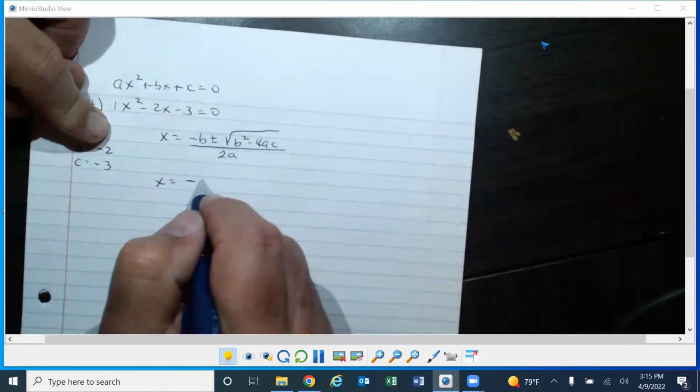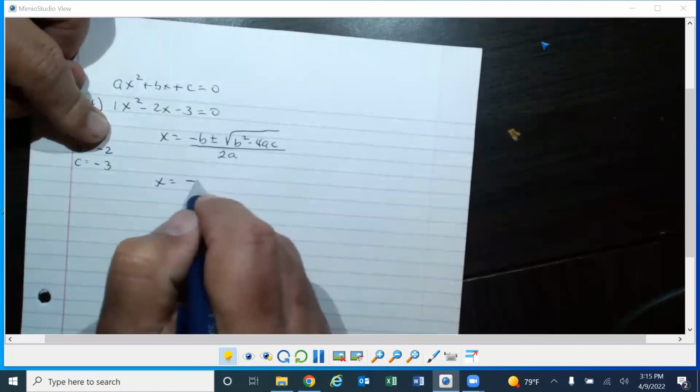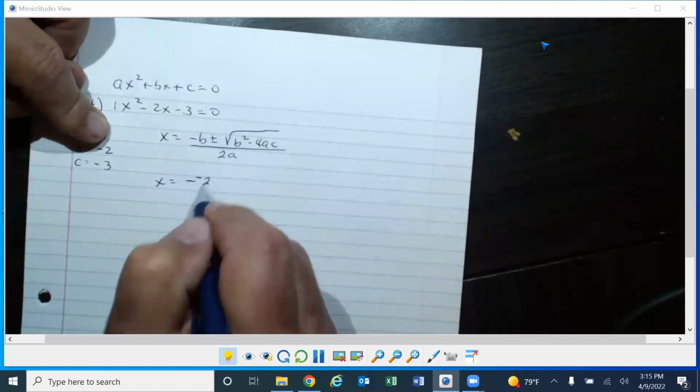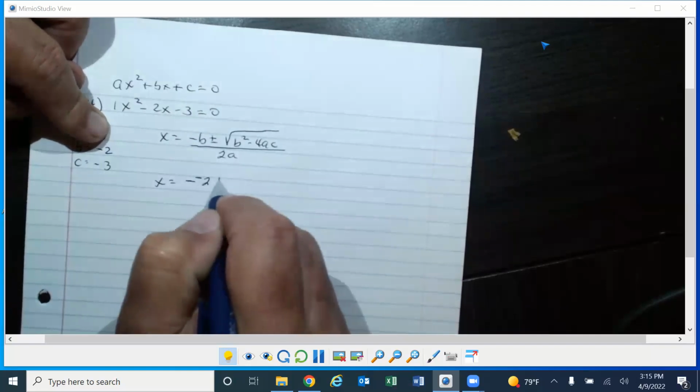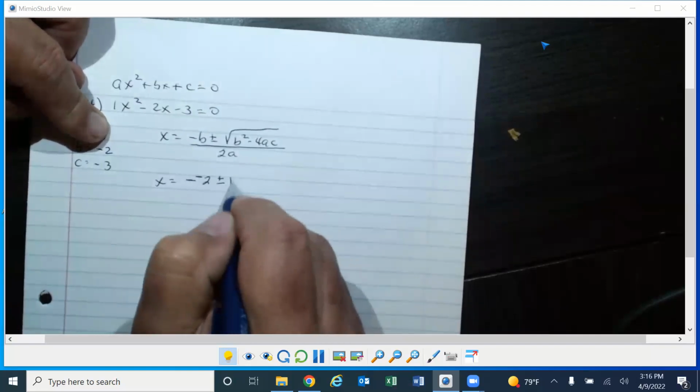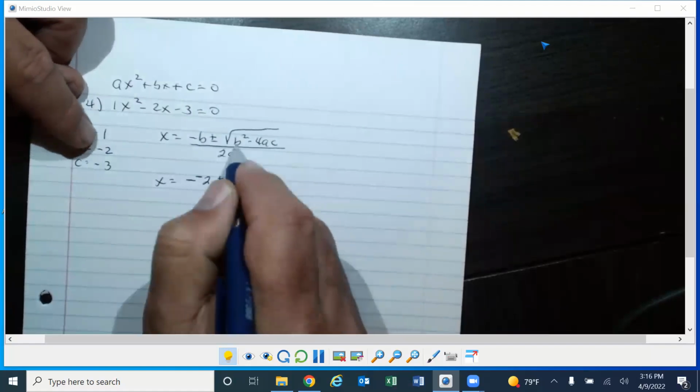All right, so I have 2 negatives here. I have a negative here, and I have a negative 2. And you should know that 2 negatives make a positive. I'll clean it up after we get through writing everything down. Square root. All right, this b is going to be a negative.